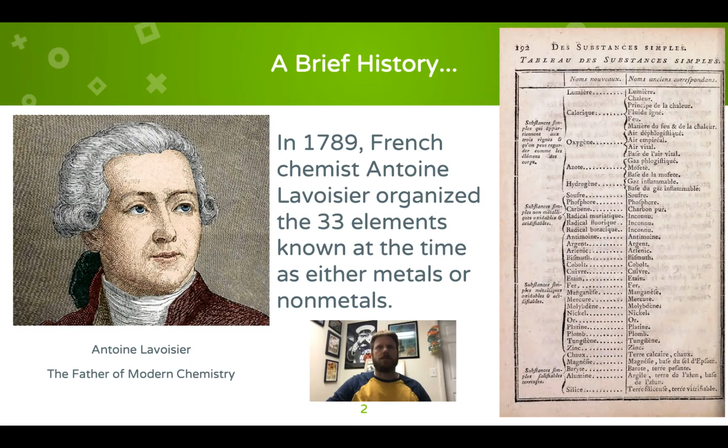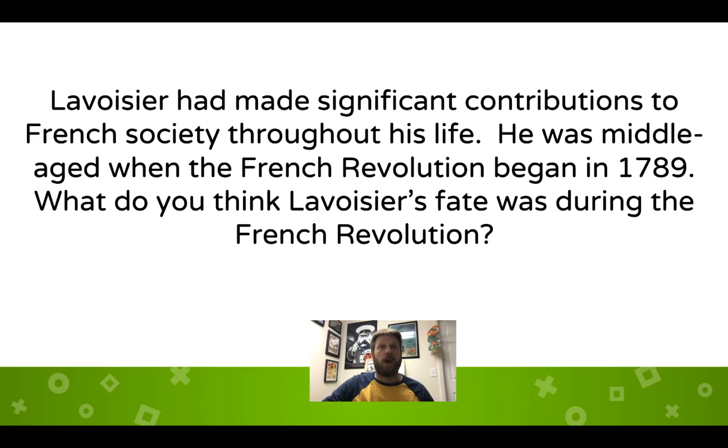You could say this all began with Antoine Lavoisier, a French chemist that organized the 33 elements known in the year 1789 into two categories, metals or nonmetals. Not much of a periodic table, but at least it was an attempt to organize and classify elements. Lavoisier was quite the Frenchman and a fantastic scientist. It was his work that led to the law of conservation of mass.